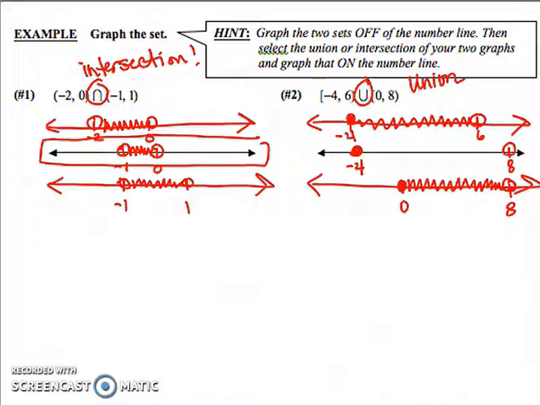Now the question is, what about that 6? Well, the 6 isn't included in the set on the top, but it is included in the set on the bottom. So that just means that we can shade everything in between -4 and +8. And that is going to show us the union of these two sets.